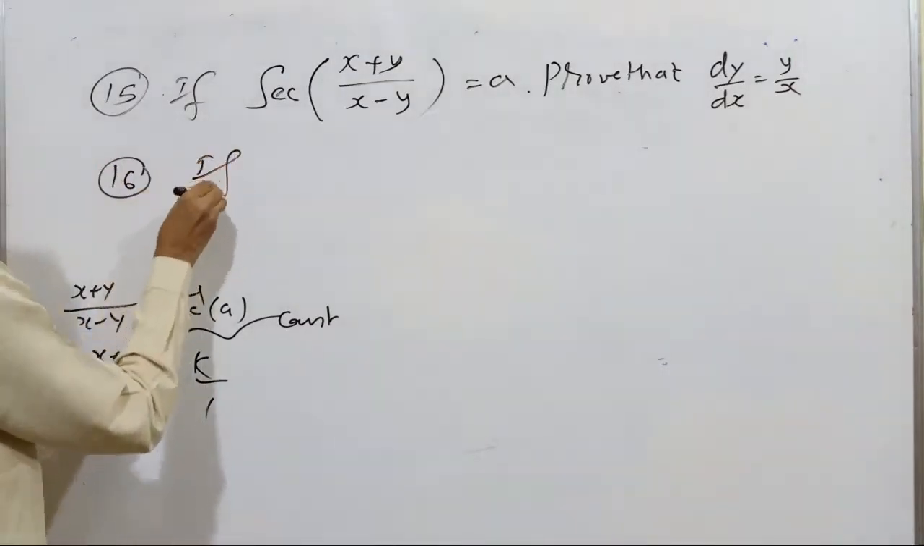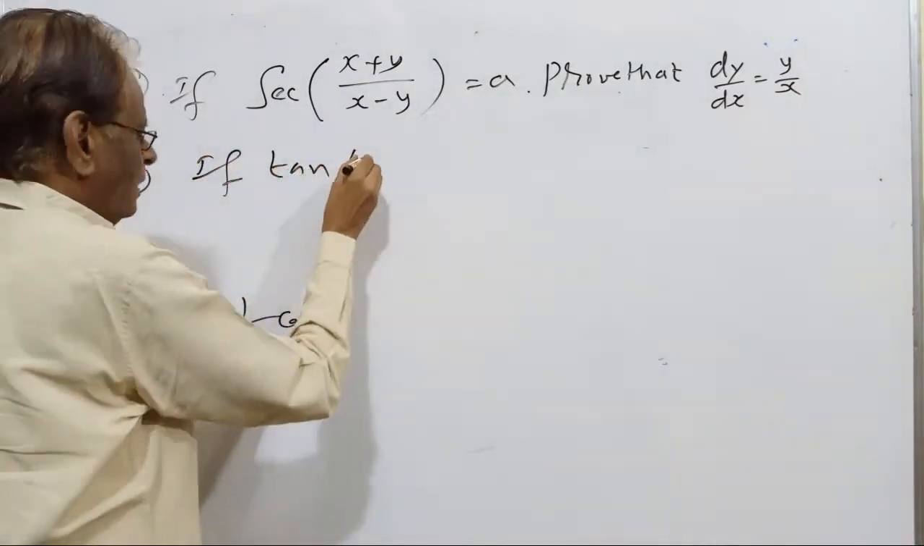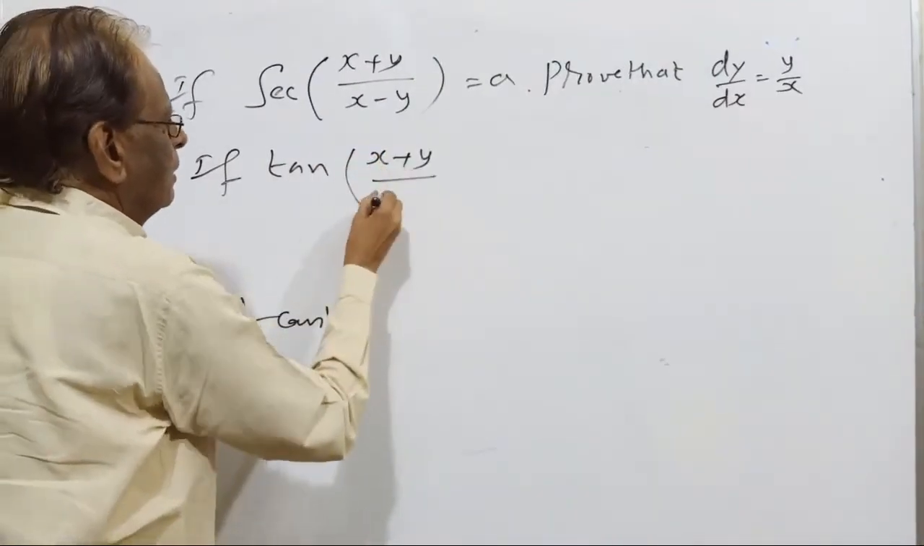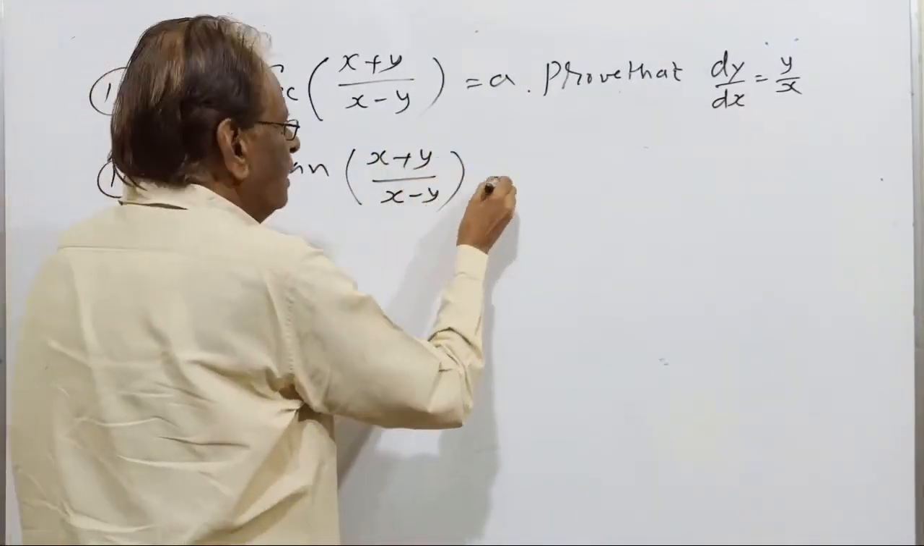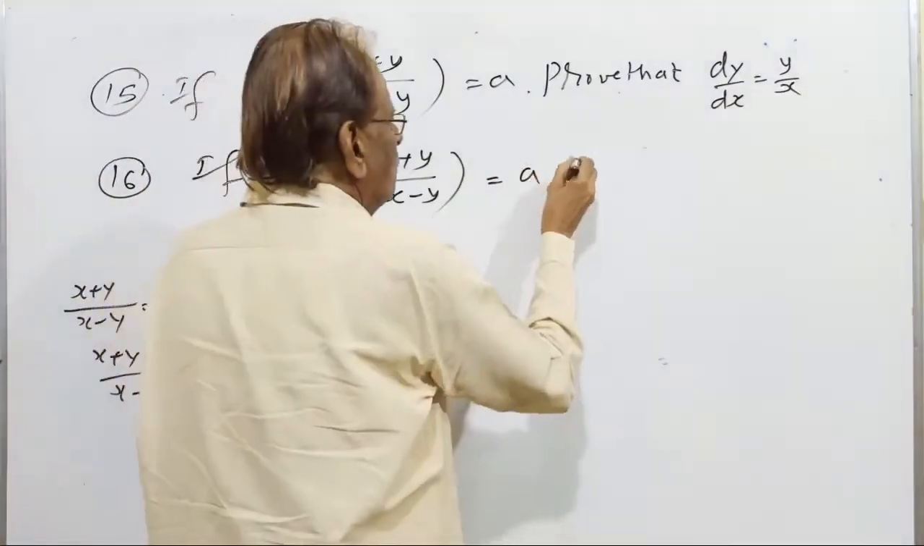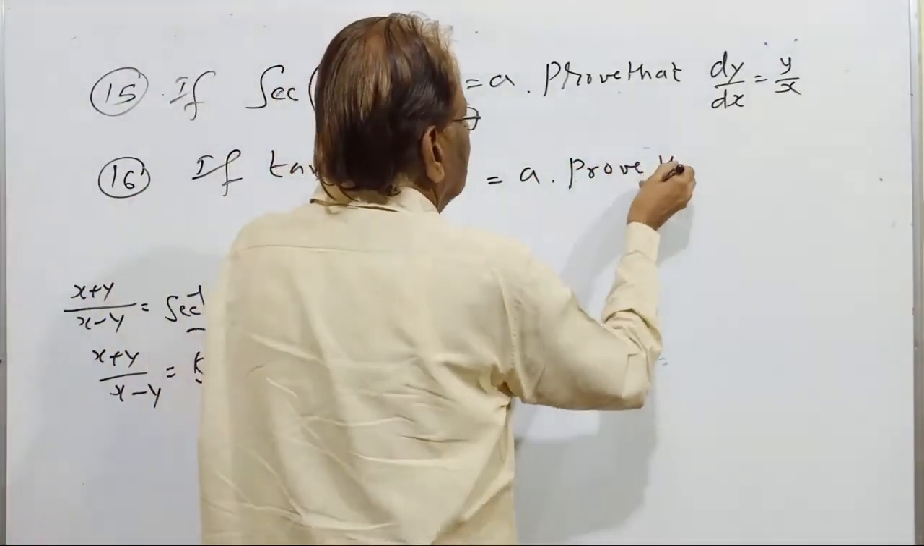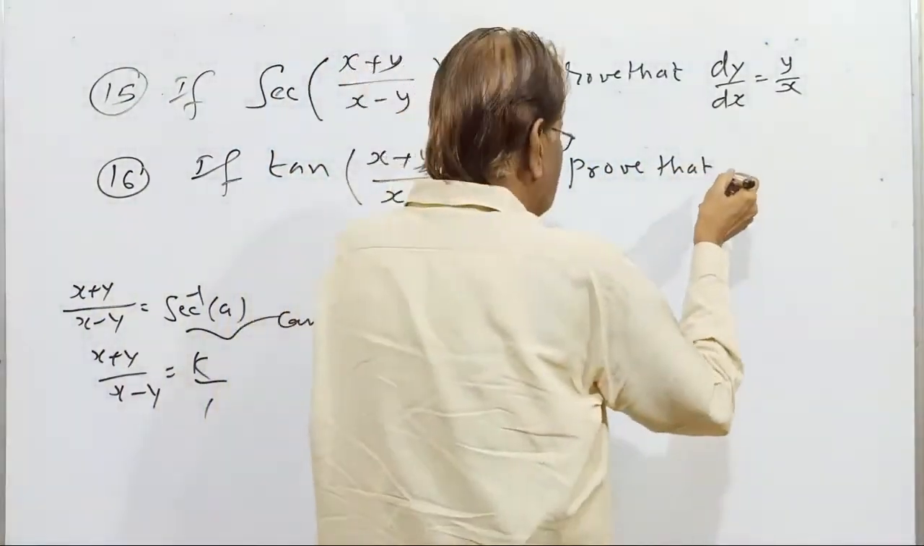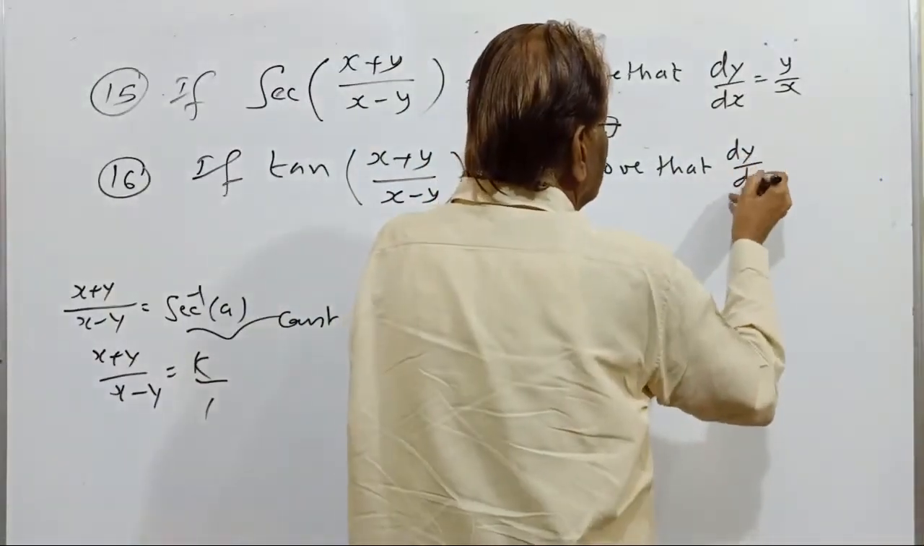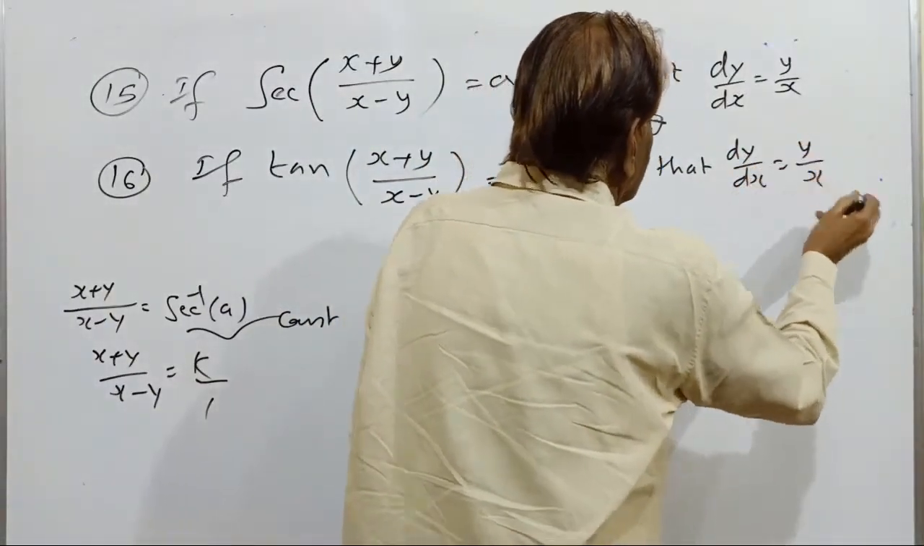If tan of (x plus y) by (x minus y) equal to a, prove that dy by dx equal to y by x.